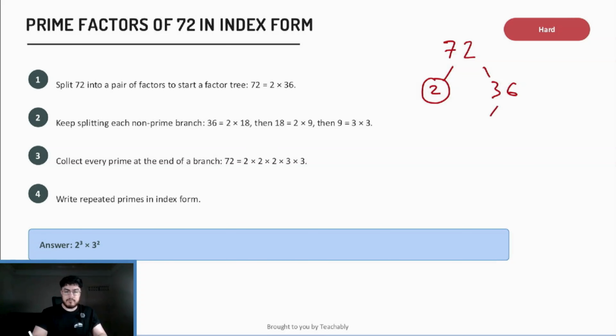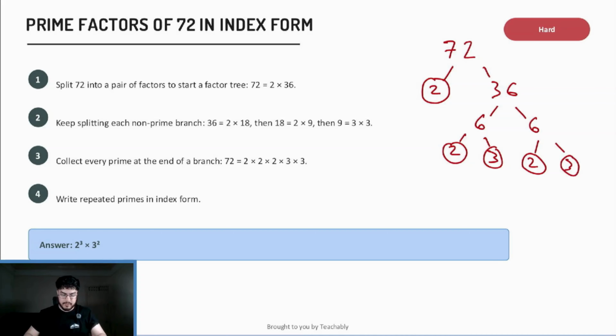36, now you can do it any way you want. You can do 2 times 18 if you want. I'm going to write it out as 6 times 6. Now, none of these are prime, so we can break both of these down. 6 is 2 times 3, and both of those are prime. And then 6 is also 2 times 3, and both of those are prime as well. And so that's our factor tree right here.